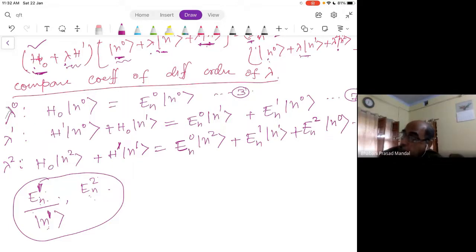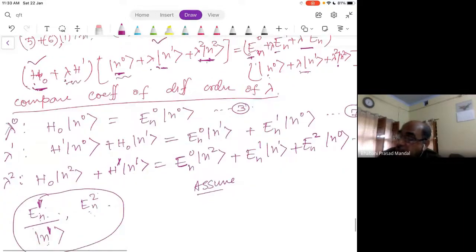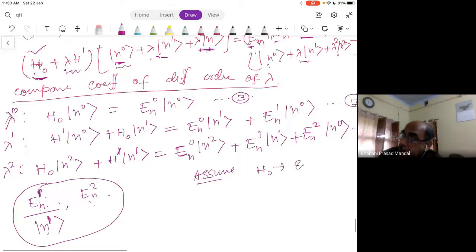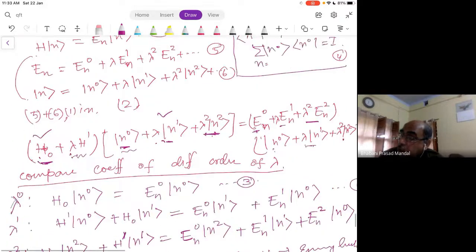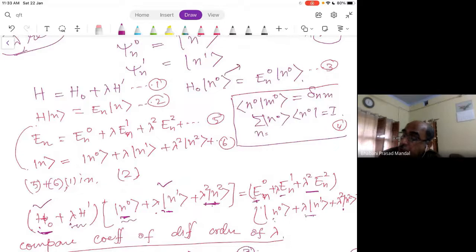Here we will assume one thing for further calculation, which I could have said earlier: the energy levels of H0 are non-degenerate. Non-degenerate means one state will have one energy level, and one energy level will have one eigenfunction. The degenerate case, of course, we'll deal with separately, because you need a slightly different formulation when you have degenerate solutions. So we are assuming that the solutions of H0, these n's, are non-degenerate.